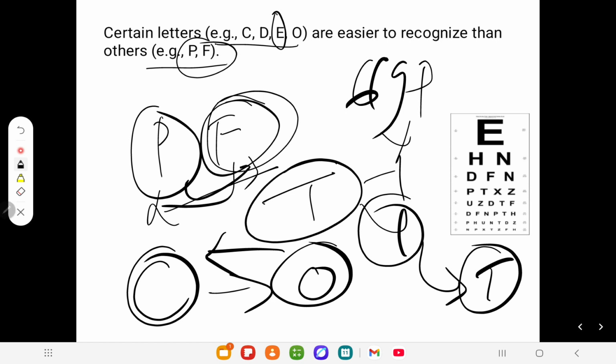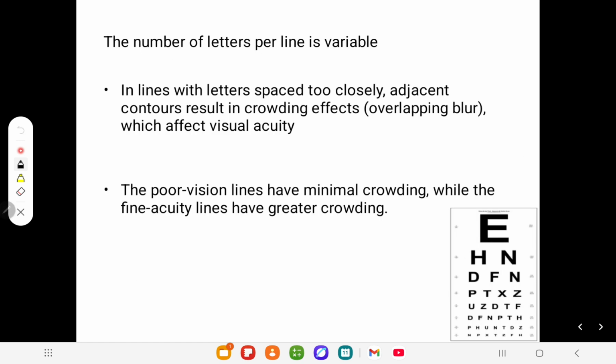Not every letter has equal recognition, equal ease of recognition. So it's quite important to understand. Okay, the number of letters per line are variable. That's crucial. That's really crucial.